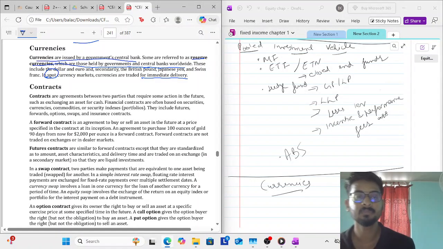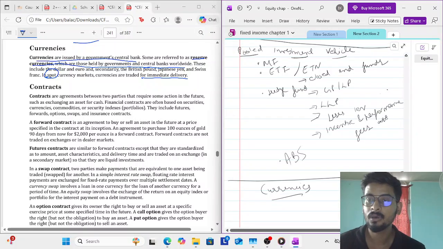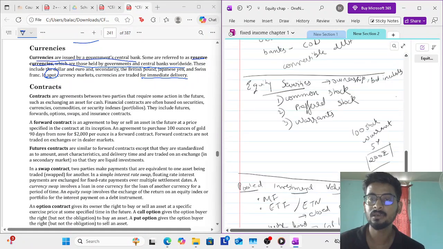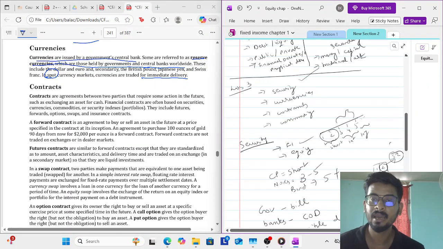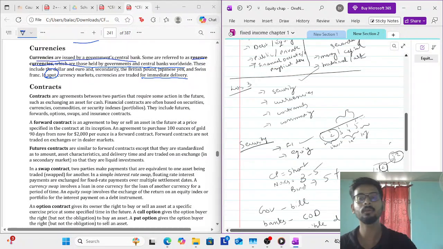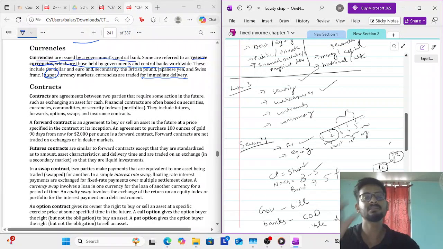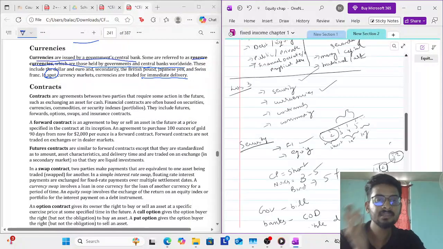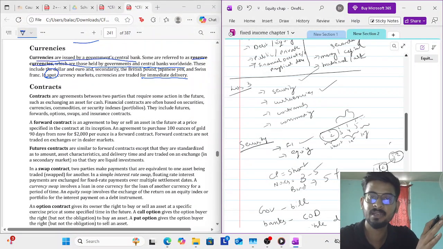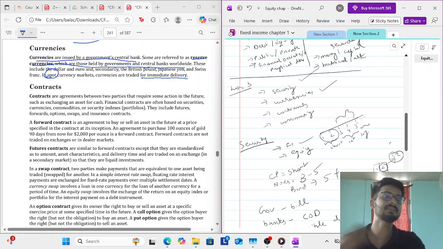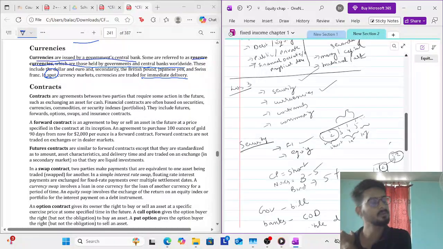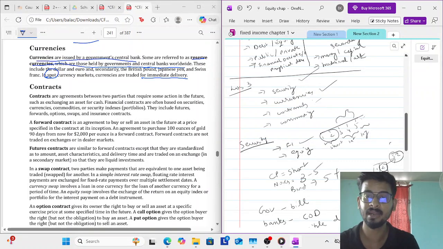Now let's speak about contract. What all did we have to learn? We had to learn about security. In currency there are just 4 lines. They talk about who issues currency: government, central bank. Our central bank is RBI; the US central bank is the Fed. Every country has its own central bank. Then we talk about reserve currency. That is all. Now let's move to contract, then to warrants.